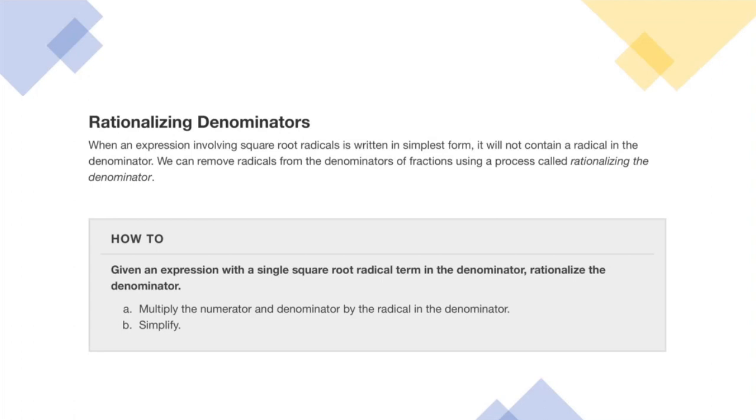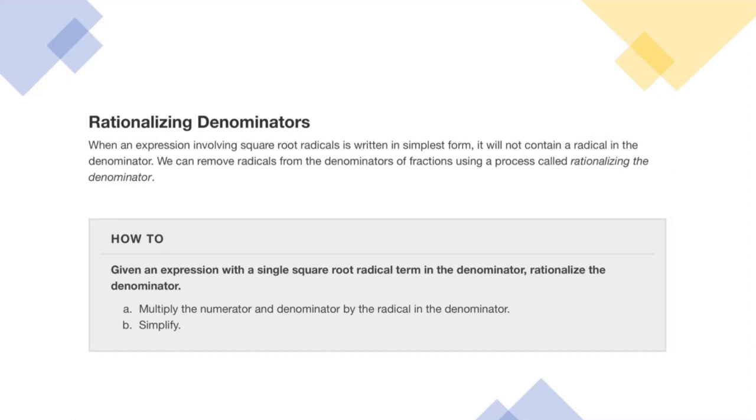So rationalizing denominators. At least in one example, I know we had a square root of 5. We had a square root in a fraction, right? Typically, in our final answer, we don't leave square roots in the denominator. So if we had finished with 2 over the square root of 3, we usually don't leave square roots in the denominator, right? So we use this technique called rationalizing the denominator to remove the square root out of the denominator. When an expression involving a square root radical is written in simplest form, it will not contain a radical in the denominator. We can remove radicals from the denominators of fractions using a process called rationalizing the denominator.